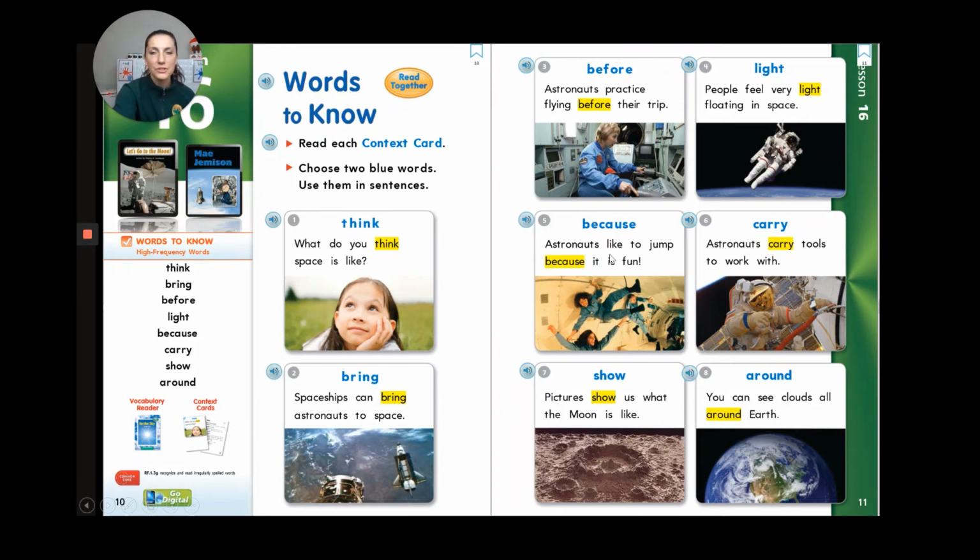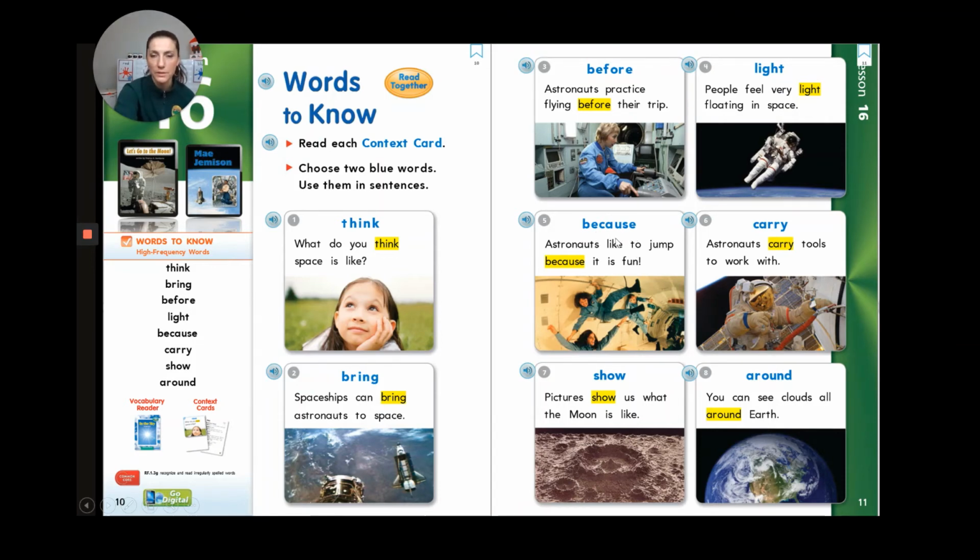Okay, number 5 is because. Because. Astronauts like to jump because it is fun. I've been waiting to get to this word because it's so common and a lot of people have a tough time. So be is like be. I want to be an astronaut, B-E. And then we have cause, like cause and effect.